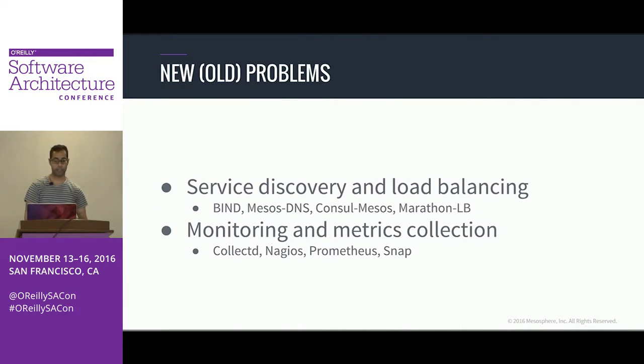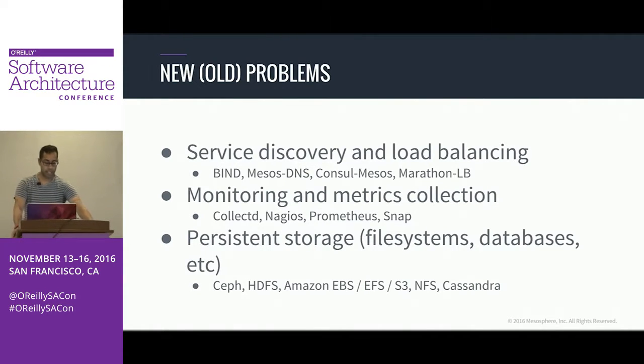Once you have containerized infrastructure, another issue you run into is how to monitor your stuff. There are a number of projects that do this. Do you use Nagios? Do you use Prometheus? Do you use Snap? Snap is an Intel framework for telemetry of containers. There's a lot of options there. Storage, again, similar issue. Ceph is a popular system in this world. HDFS is another one. If you're running on the cloud, you have Amazon. You may also want to use NFS if you have some legacy applications, Cassandra, and so on.